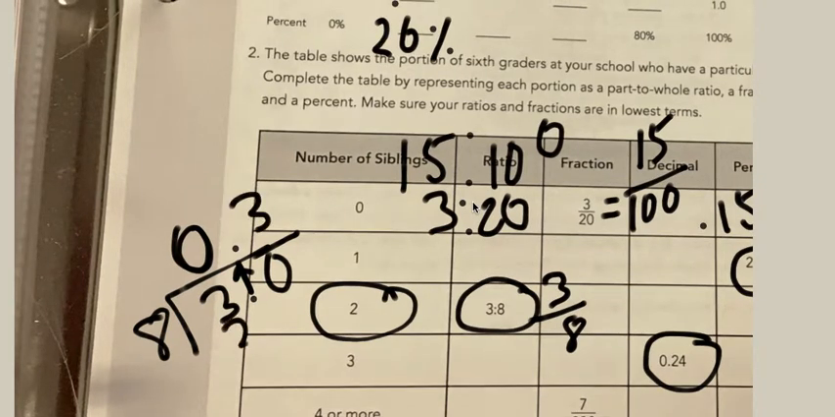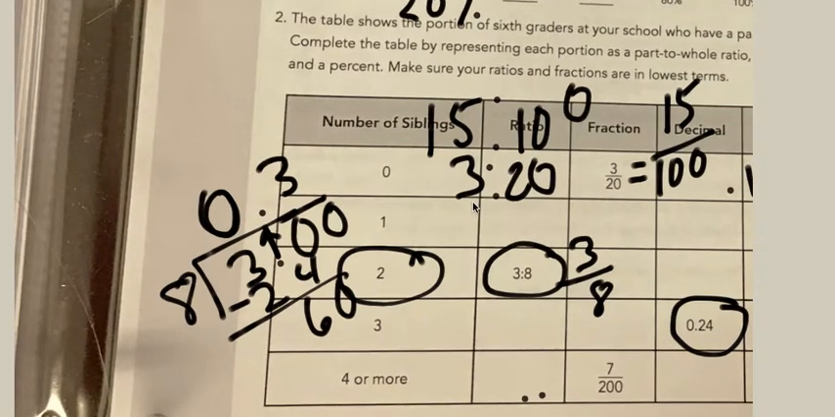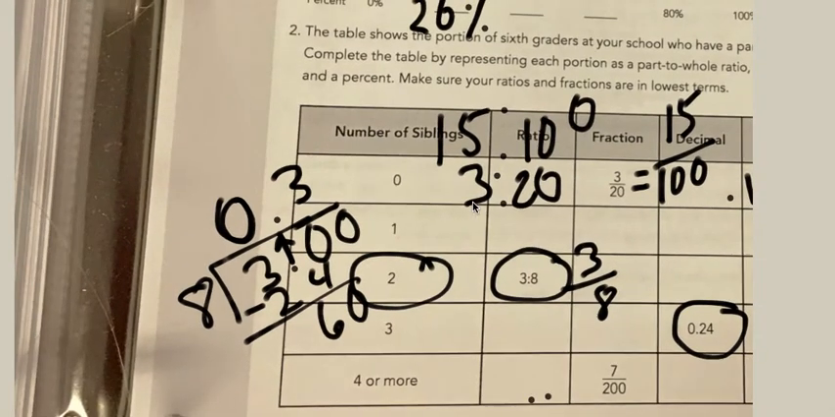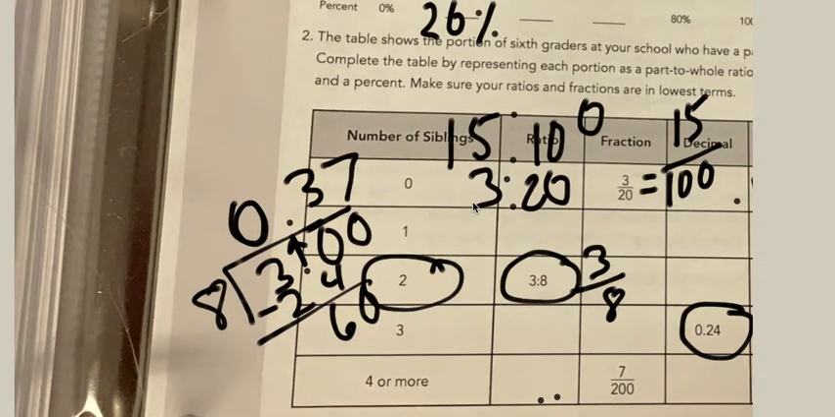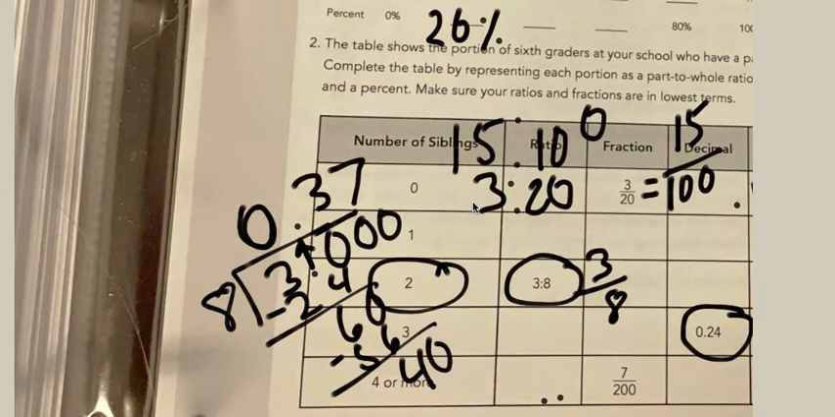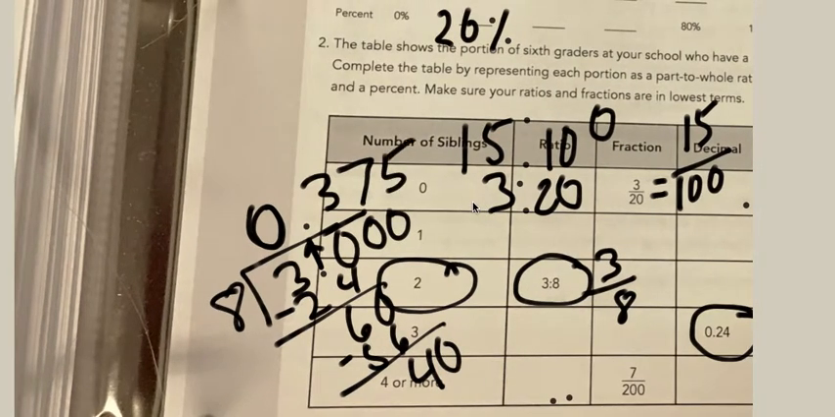So 8 times 3 is 24. You subtract, you get 6. Bring a 0 down. 8 goes into 60 7 times. And you get 56. Subtract, you get 4. Add another 0. 8 goes into 40 5 times. So this would be your decimal.